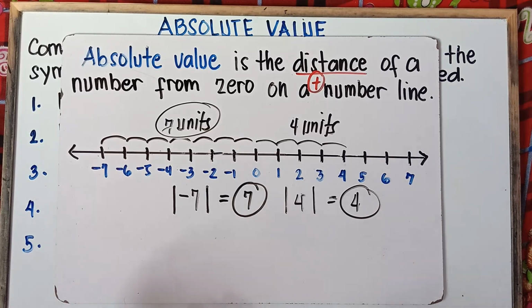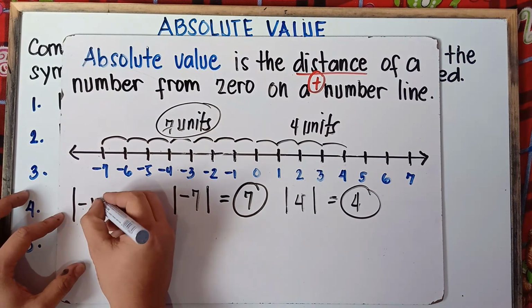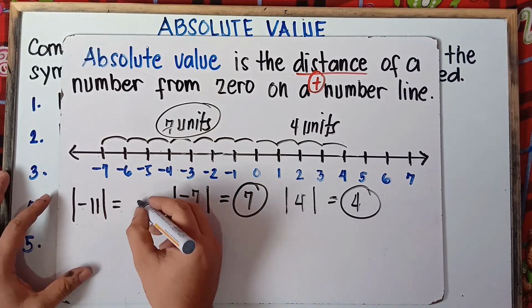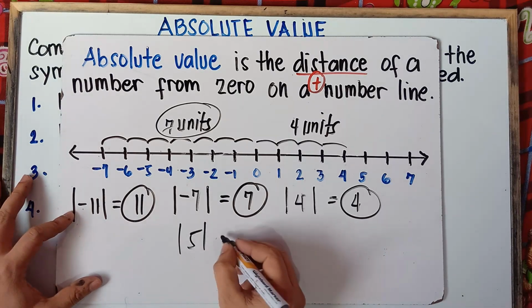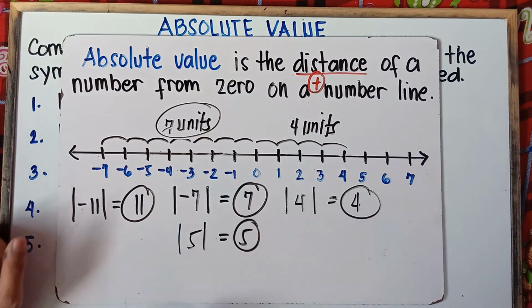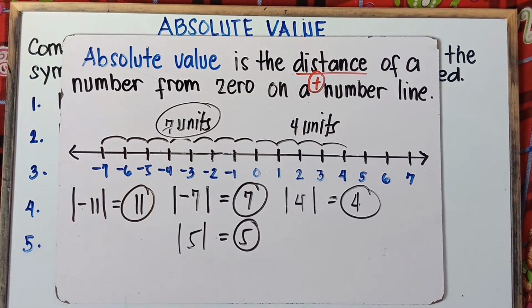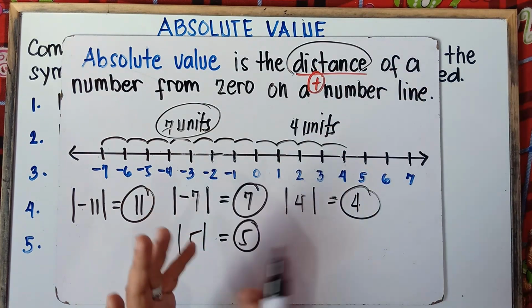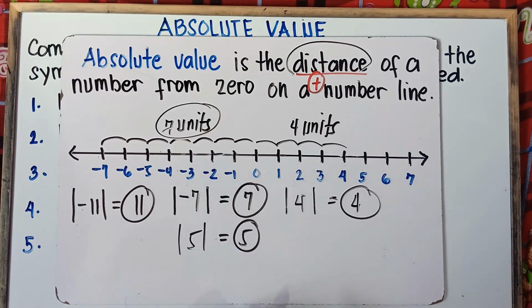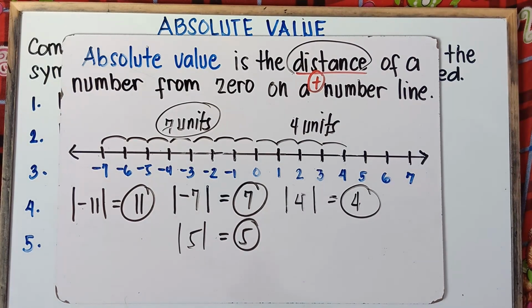Another example, what if the teacher asks you, what would be the absolute value of negative 11? Therefore, class, the answer is positive 11. Simple as that, class. What would be the absolute value of positive 5? Therefore, the answer is positive 5. The absolute value of a number, class, is always a positive number, because you are talking about the distance, and distance is always positive. I hope you understand this one, class. If you understand, let's answer the following examples.